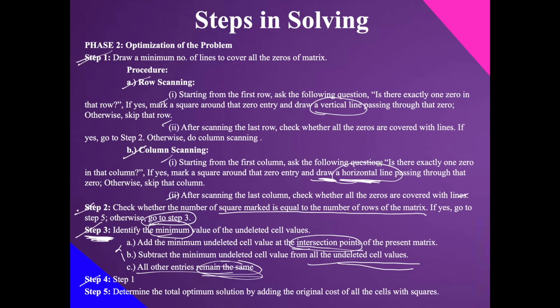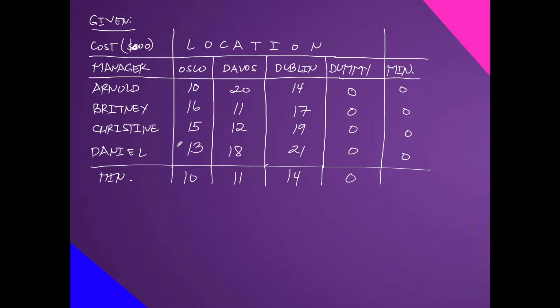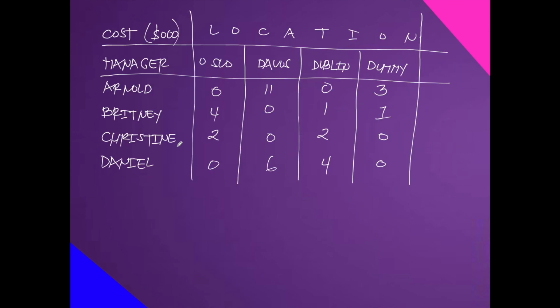Let's go back to the steps. It says step 4 again, and step 4 says go back to step 1. Back and forth, step 1 again. Again, step 1 is to do the row scanning and column scanning. By this time, it's the third time, so hopefully you are familiar with it. Is there only one 0 left here? Yes, only one 0 left. 0, 11, 0, 3.